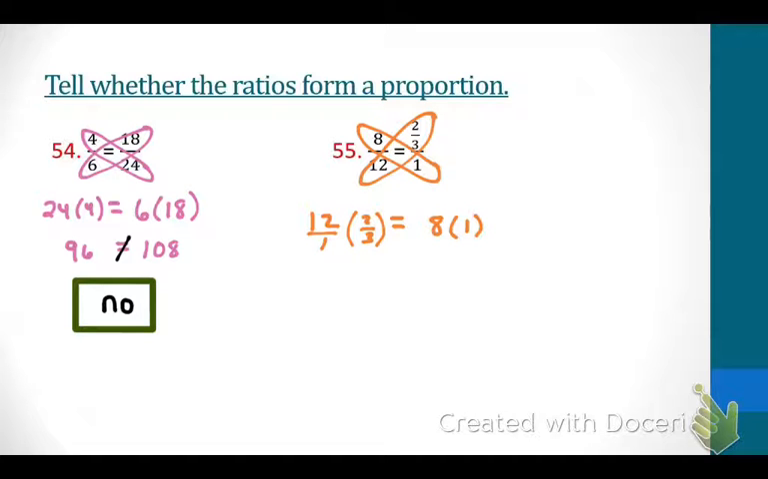Very good. Can I cross reduce anything on the left side? You cross reduce the 3 and 4. What do they become? 1 and 4. Very good. And on the left side, what do we get? 8 over 1, which is just 8. And on the right side? You get 8. Does 8 equal 8? Yes, so this does form a proportion.